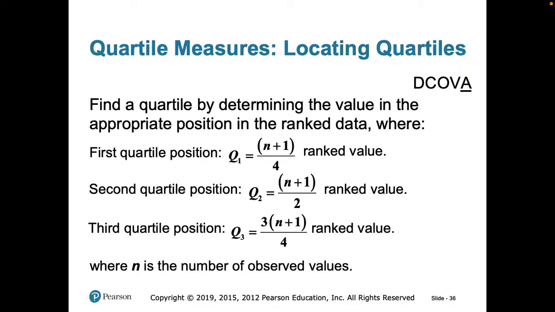For the second quartile, you use the same formula, the number of observations plus 1, and instead of dividing by 4, now you divide by 2. Once again, your values have to be ranked. The third quartile is a little bit different. You have 3 times the number of observations plus 1, and you divide that by 4. Once again, your values have to be ranked. And n, obviously, in this formula is the number of values that you observe.